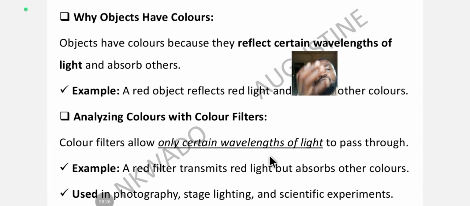A color filter allows certain wavelengths of light to pass through it. So an example is a red filter, which transmits red light but absorbs all other colors. If the color filter is a red color filter, it's going to transmit only red, and then it's going to absorb all other colors because of the difference in wavelengths. The wavelength of red light is within the range of what the color filter can transmit. The other colors that it absorbs are not within the range of the wavelength that it can allow to pass through it. It's just like a semi-permeable membrane, if we've done osmosis before. So what are the uses of color filters? They are used in photography, stage lighting, and scientific experiments.